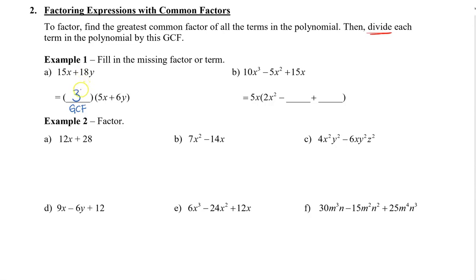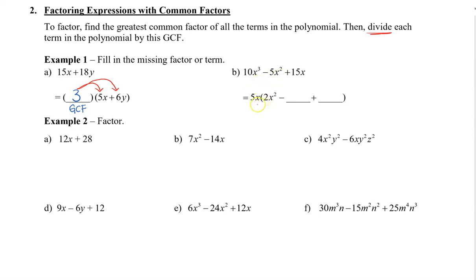Now we can also check by multiplying this back in and distributing. So 3 times 5x is 15x. 3 times 6y is 18y. So that is good. That's correct. Let's take a look at the second one.